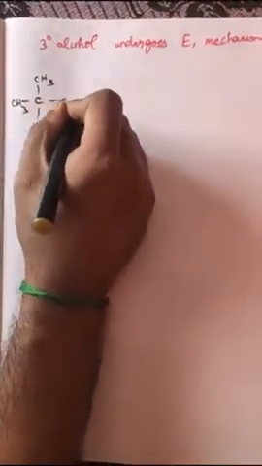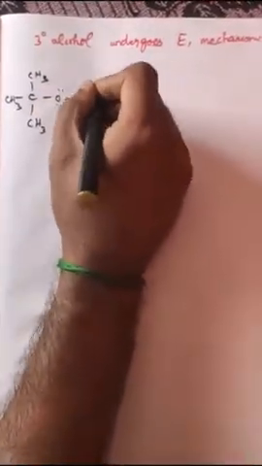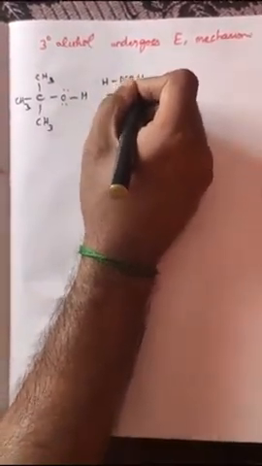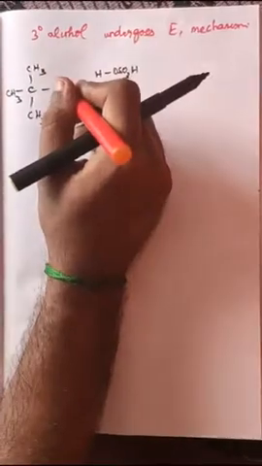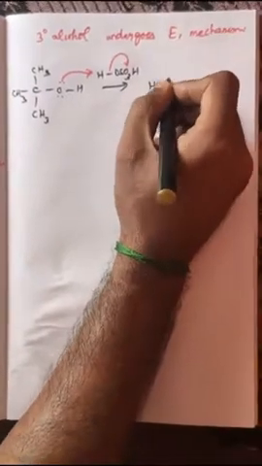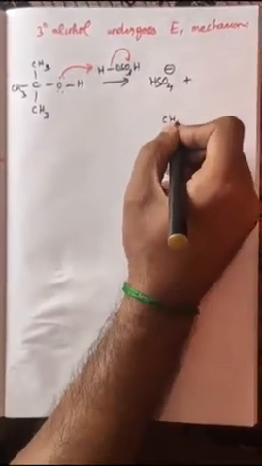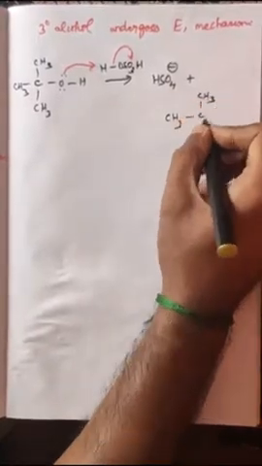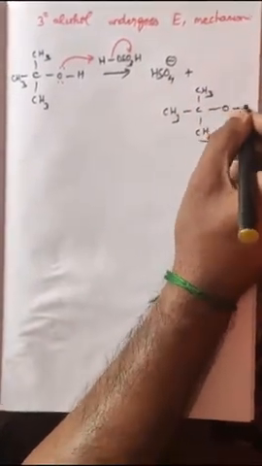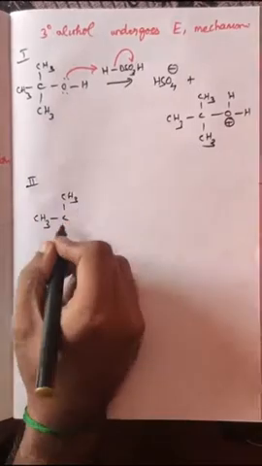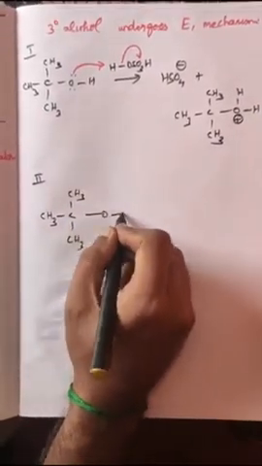Tertiary butyl alcohol: CH3, CH3, CH3 bond C bond O bond H. It has two lone pairs of electrons. H bond O SO3 H. So what is happening? One of the lone pairs will make a bond with hydrogen and the remaining will go as a negative charge. HSO4 minus plus CH3 bond C, CH3 bond CH3 bond O bond H with an H and a positive charge. This is step 1. Step 2, I am going to take the species as such, CH3 bond C, CH3, CH3 bond O bond H.